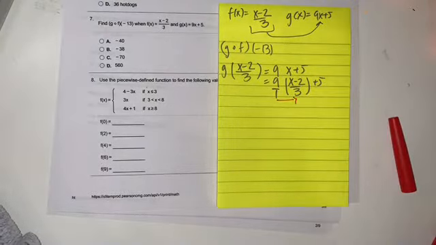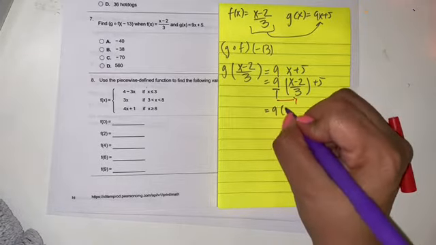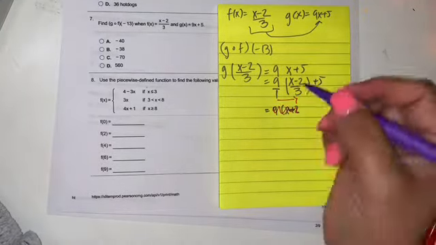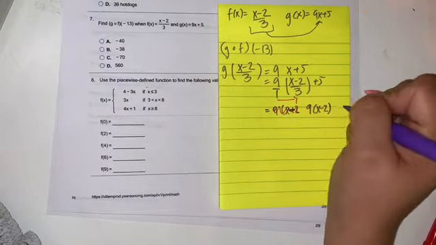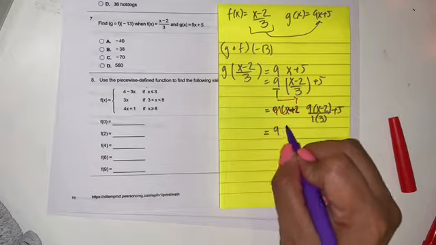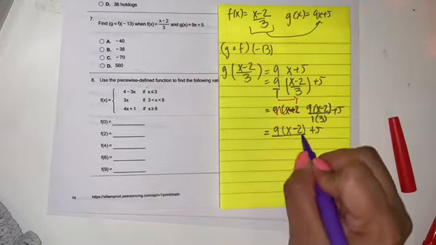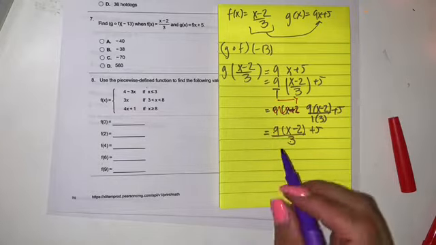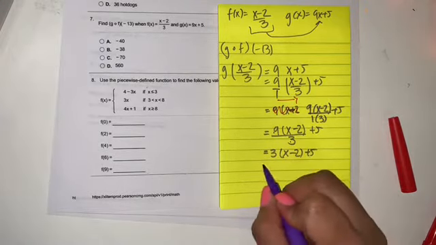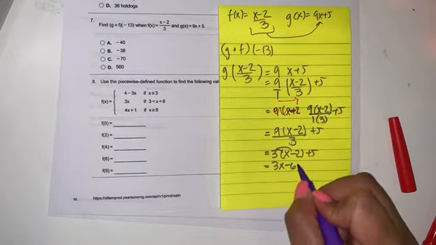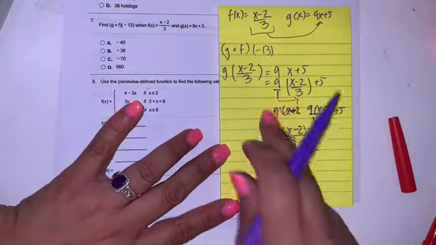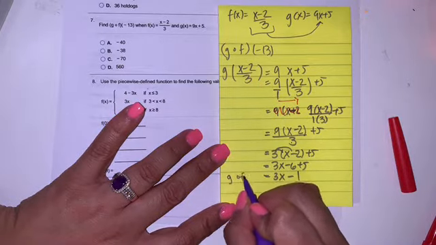And then I multiply going across. So it's 9 over 1 times x minus 2 over 3, plus 5. I get 9 times x minus 2, plus 5 over 3. I know that 3 goes into 9 three times, so I can simplify that. It equals 3 times x minus 2 plus 5. Distribute my 3: 3x minus 6 plus 5 equals 3x minus 1. So this is my g of f.